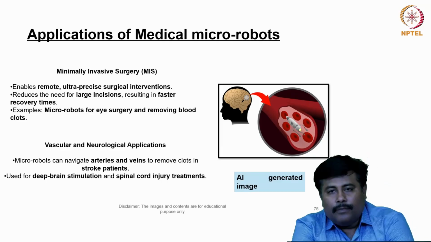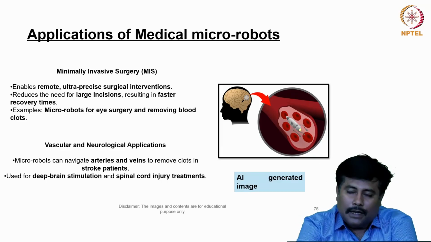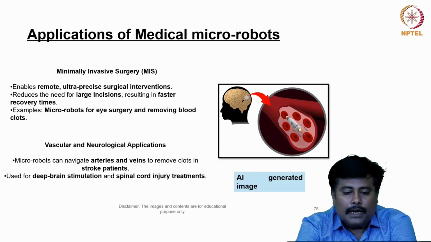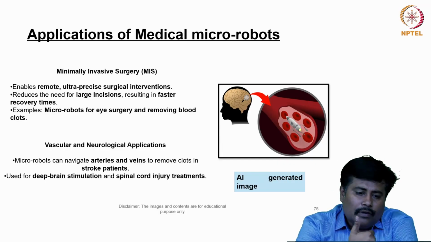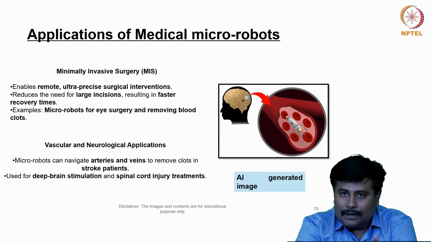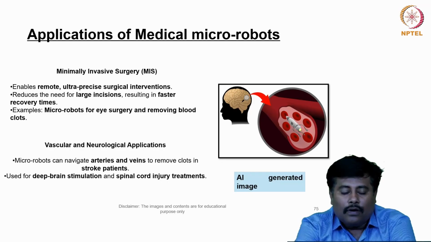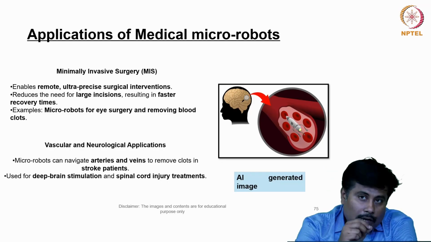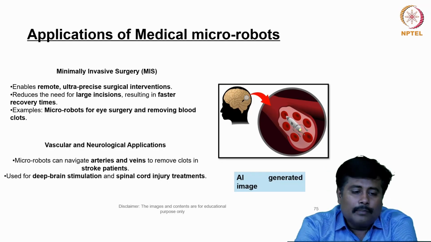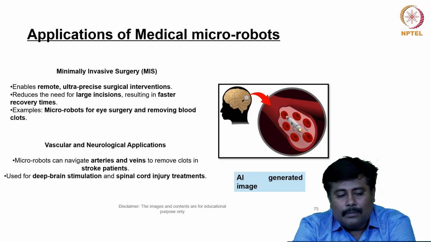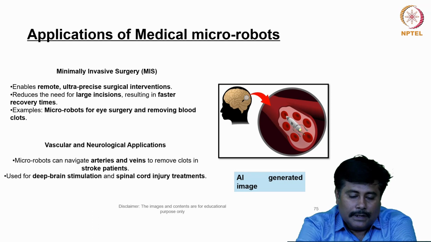So these kinds of minimally invasive surgeries enable remote and ultra precise surgical interventions. They reduce the large number of incisions, resulting in faster recovery times. Some examples, like micro robots for eye surgery and removing blood clots, are key examples where a well-renowned technology has been established with reference to minimally invasive surgery.